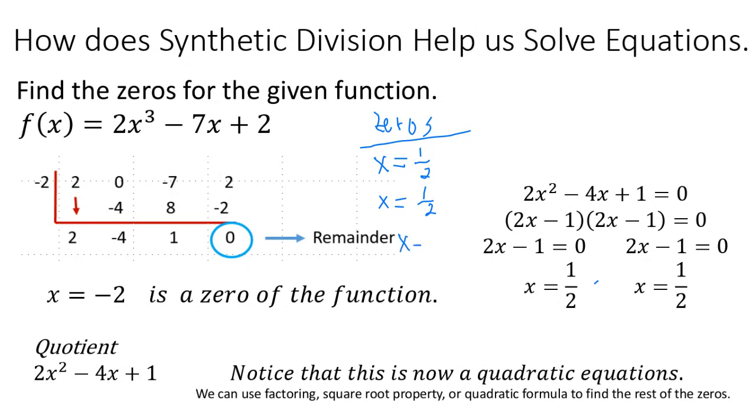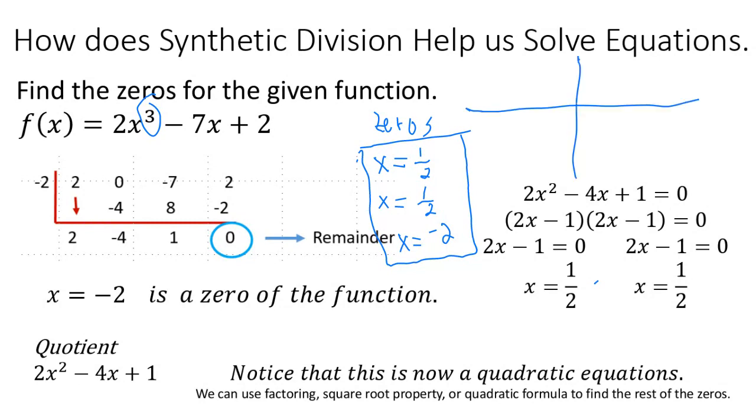Negative 2, correct. Because that was given to us, right? And also because we got remainder of 0. So these are our 3 zeros. Now, you might be asking yourself, do we really have 3 or do we have 2? Because x equals a half is the same as x equals a half. And here, if it's repeated, it's okay to be repeated. I have 3 zeros, and notice your degree was 3, so you should have 3 zeros at the end of doing this, okay?